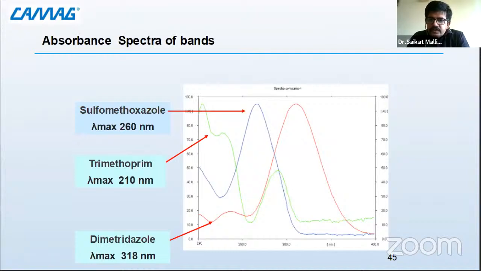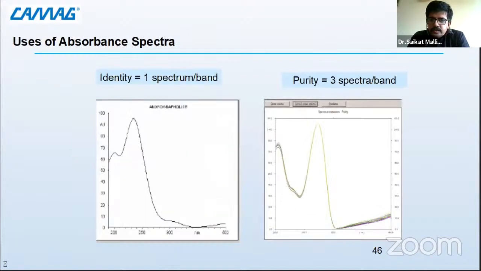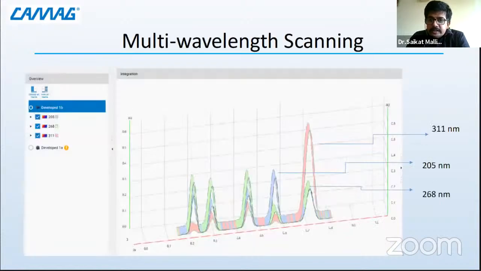These are three different drugs, and each drug has a different pattern, as you can see over here. Then the use of it is for identity and purity. Purity, I told you, is to understand whether the spot is homogeneous or has two or three spots in it. And identity will tell you whether it is matching with your standard. You can also scan at multiple wavelengths for different molecules, so you get to know which molecule is giving response at what wavelength, and thereby segregate them for studies.